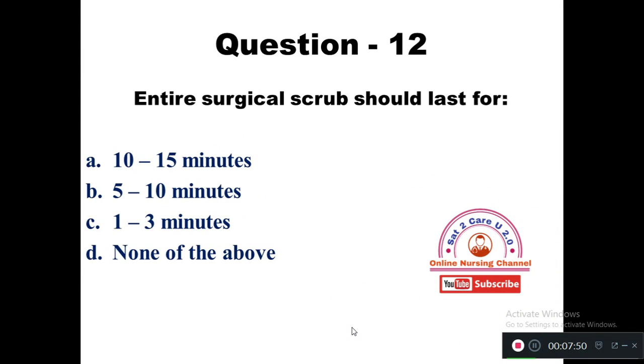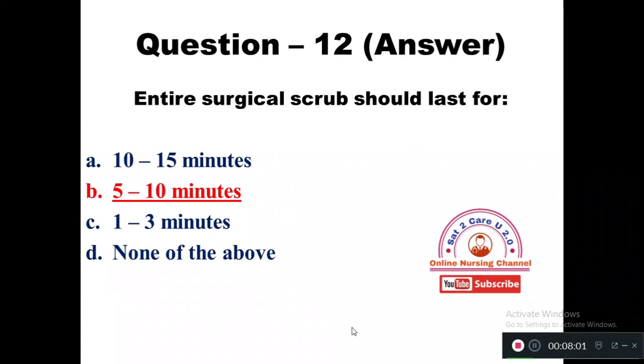Entire surgical scrub should last for A, 10 to 15 minutes, B, 5 to 10 minutes, C, 1 to 3 minutes, D, none of the above. We know very well surgical scrub lasts for minimum 5 to 10 minutes.